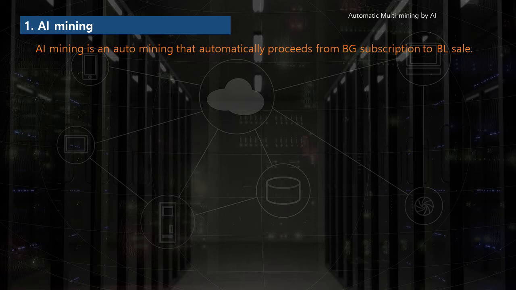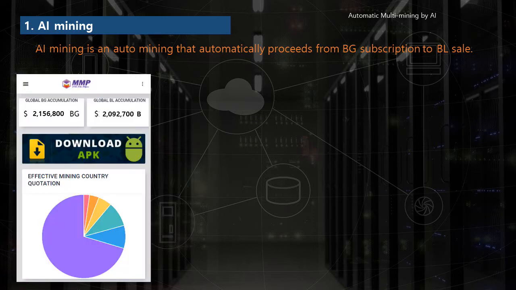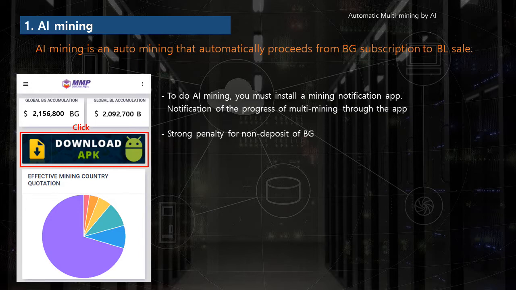To explain once more, AI mining is the auto mining that automatically processes from global BG application to global BL sales. To use AI mining, you first need to install a separate notification app for AI mining. This AI mining notification app must be installed, as it will notify you on the process of AI multi-mining and on the matters that need to be handled manually, not automatically.